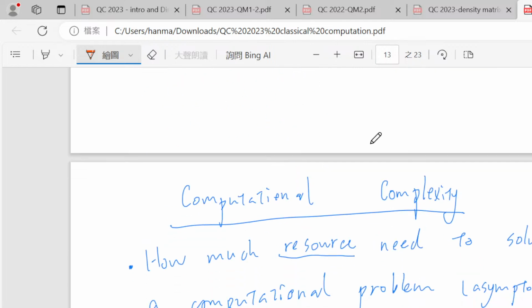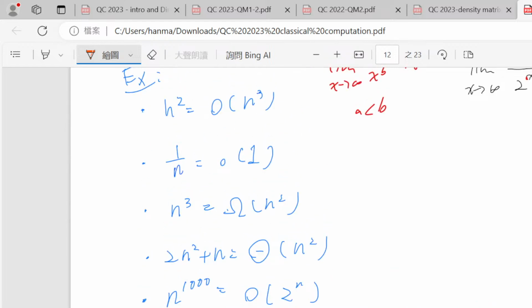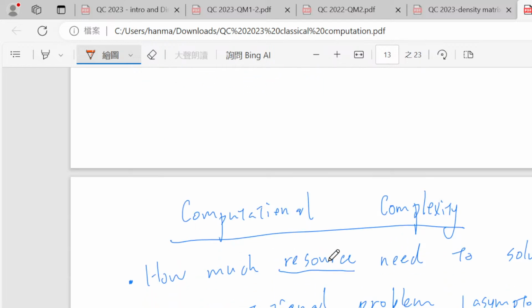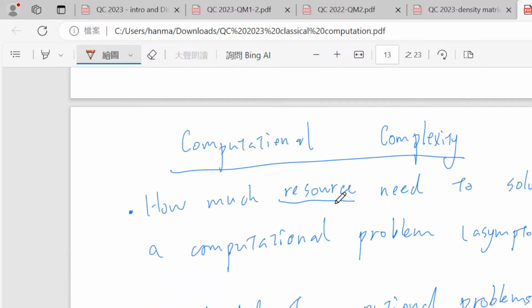Okay, so with big-O notation, we can describe a bit of computational complexity. Computational complexity is about how much resource you need to solve a computational problem. Here we are really thinking asymptotically. We scale our problem size, maybe n to infinity, and then we see how the resource needed grows. This is the more modern way to study how hard a computation is.